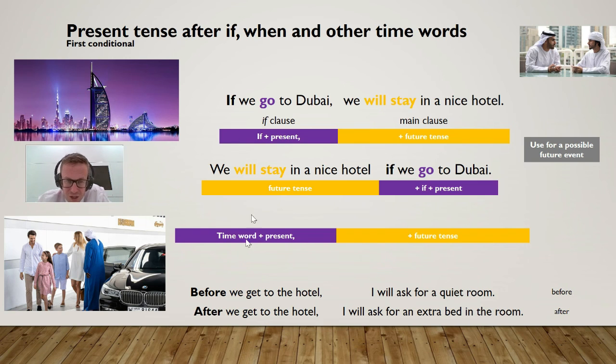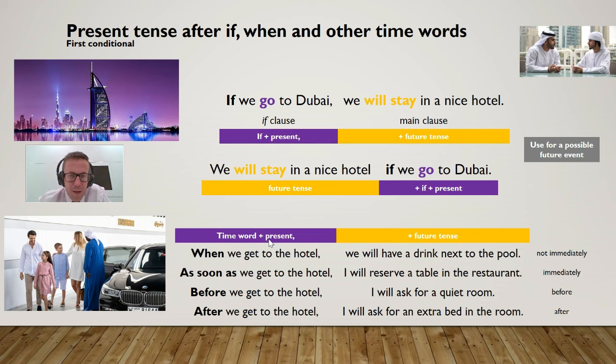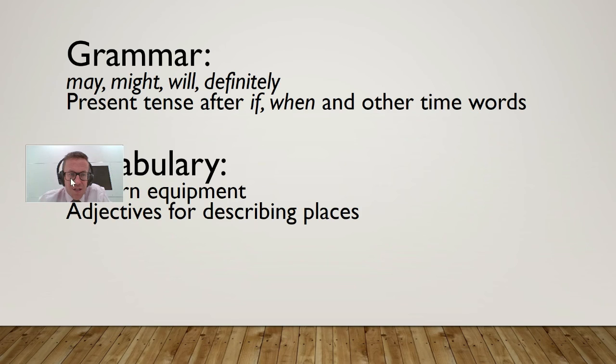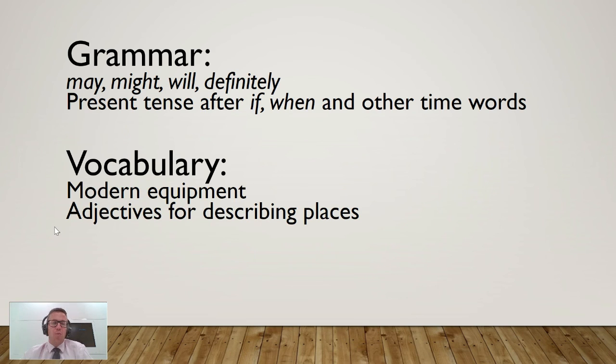Okay, so that is the first conditional. In this unit, we studied may, might, will, definitely, the present tense after if, when, and other time words, and the vocabulary we used was modern equipment and adjectives for describing places.